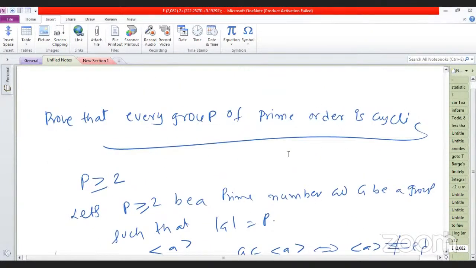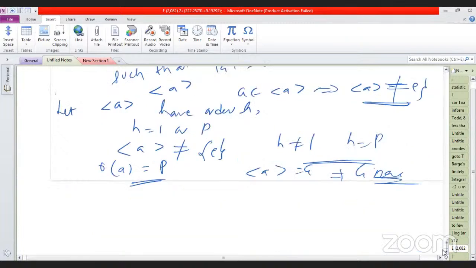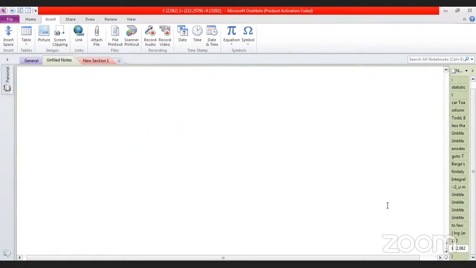Sir, please repeat here. I mean, where? Like the generator of A is equal to G. Not equal to G? What prime numbers are we taking? Okay, sir. Clear? Very good. Then, any more doubts? Ask me.